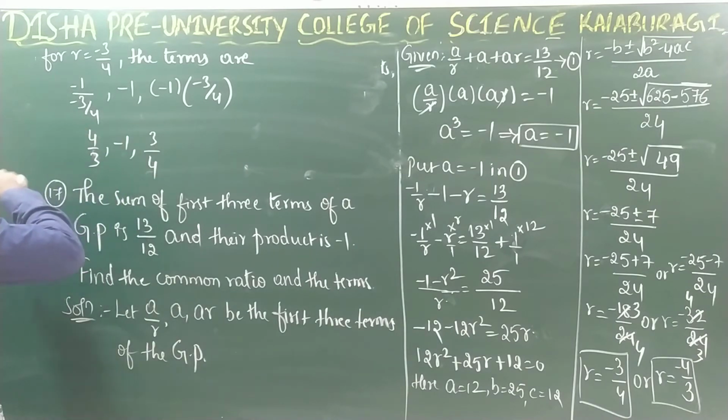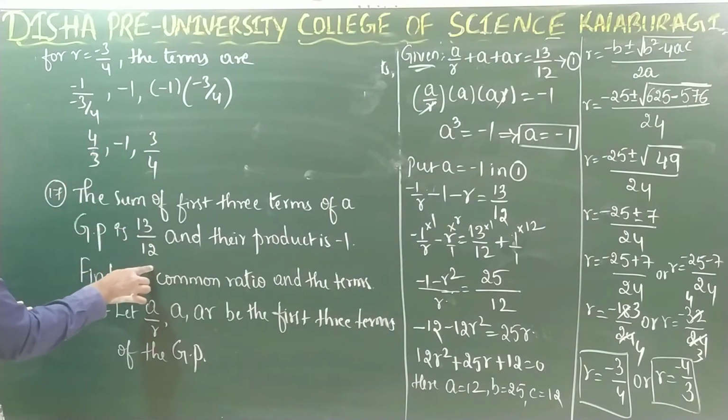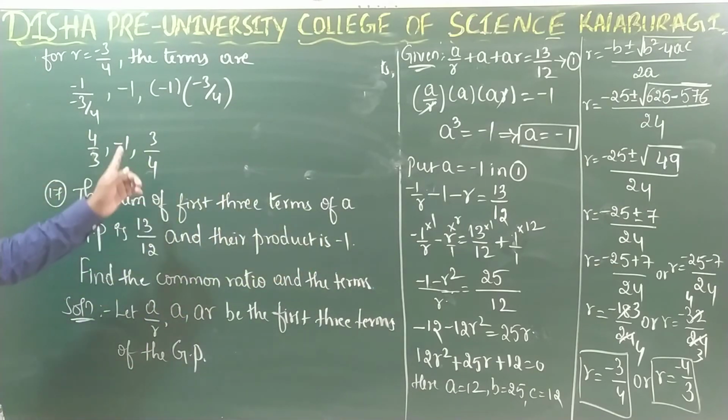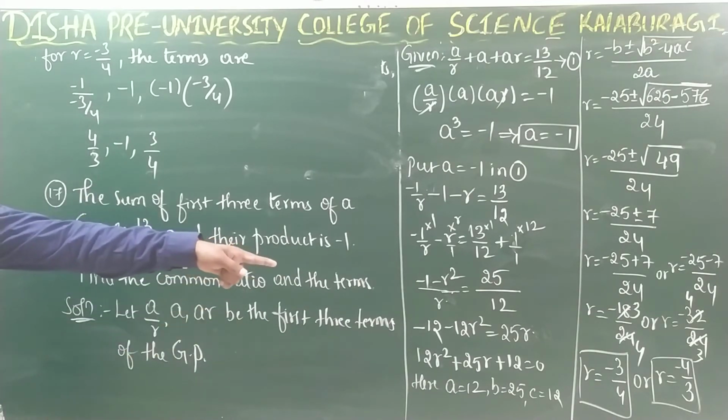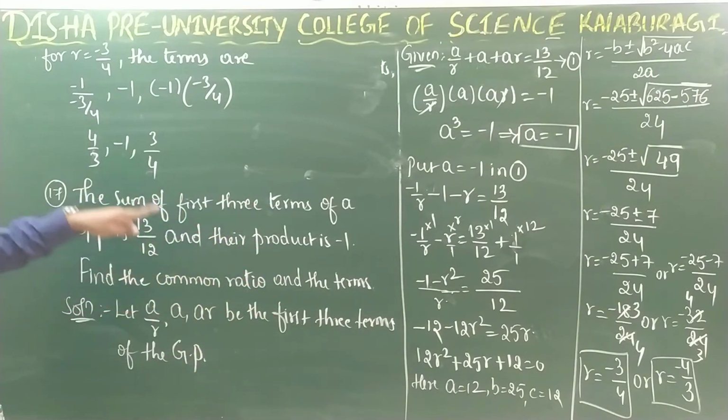Right? How to check whether these three are correct or not? Add them. You have to get 13 by 12. Multiply them. You have to get minus 1. If you get that, then your terms are correct. Right? One more R value is there, that is minus 4 by 3. Now for that we will calculate what the terms will be. Right? See here.